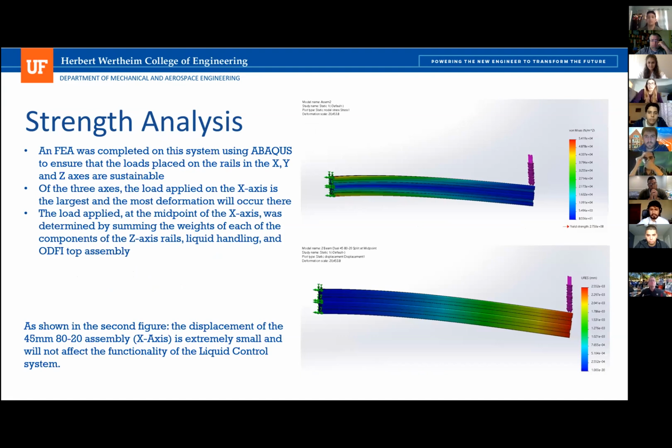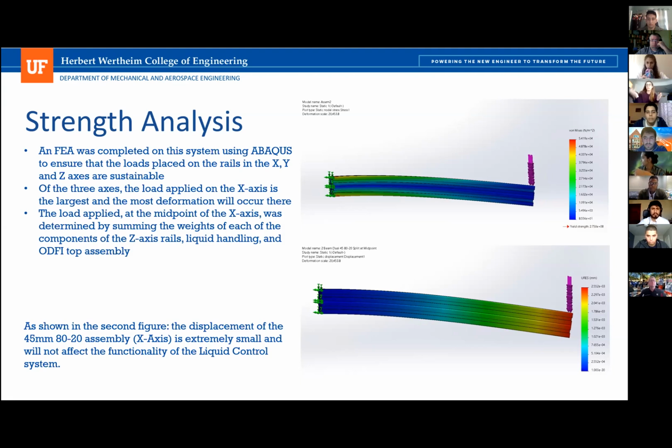All right, strength analysis. This part was just done to ensure that the entire system isn't going to break due to the weight of it. So in the middle, moving across the x-axis, you can see there's that long one with the 2 sides on it, and that's so it can move across the xy axis.